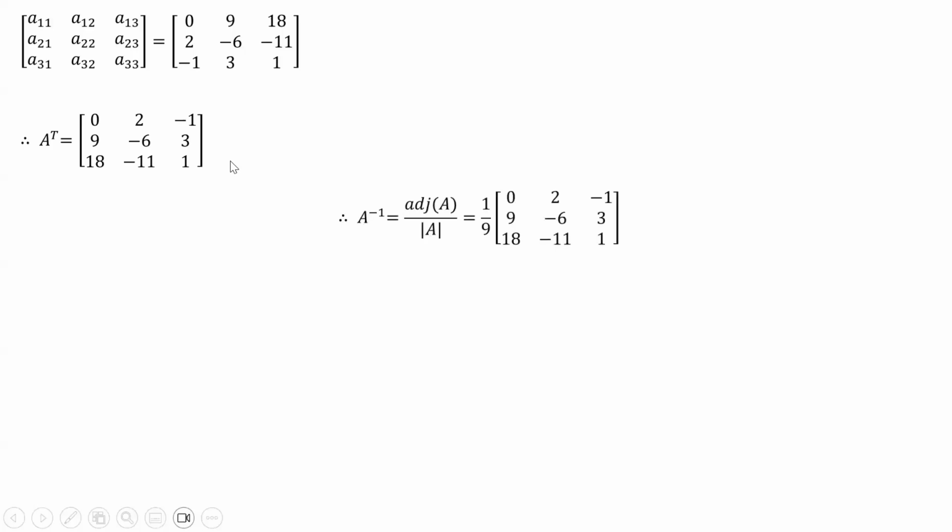Now we need to find the inverse. So that's the formula, adjoint A divided by the determinant. So the determinant was 9 and adjoint, so this is the whole form of the adjoint matrix. And ultimately, this is your final answer, which is the inverse matrix of A.